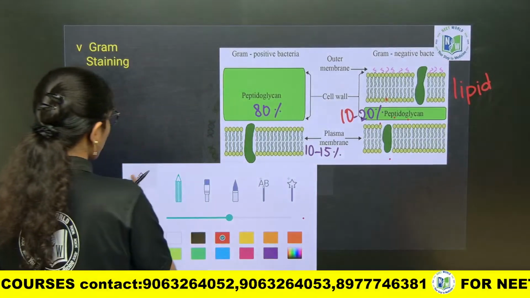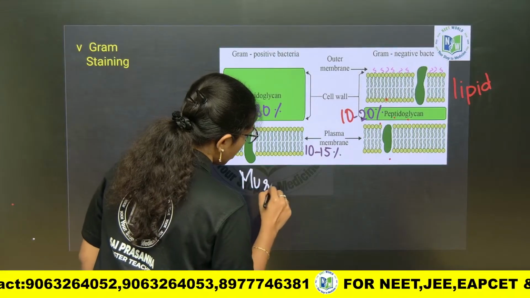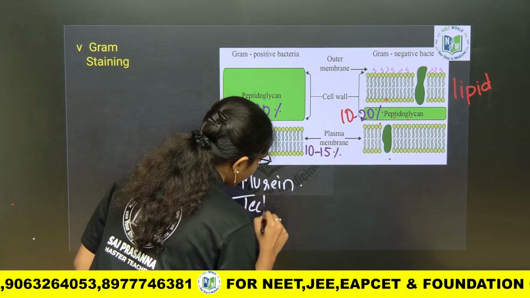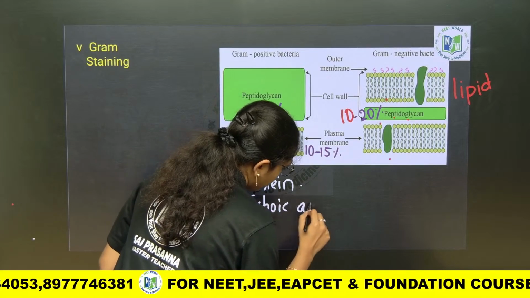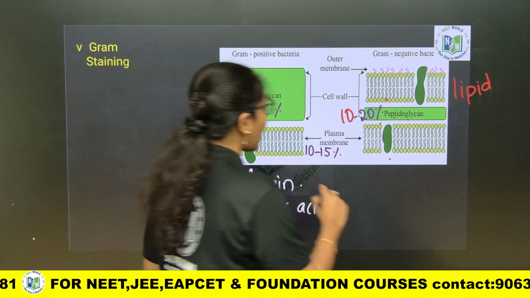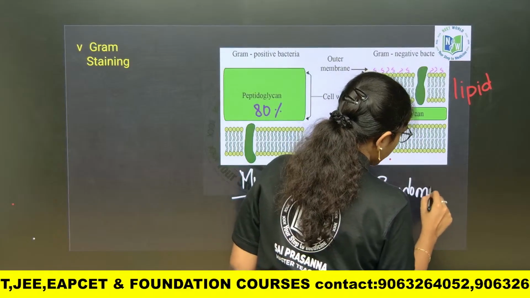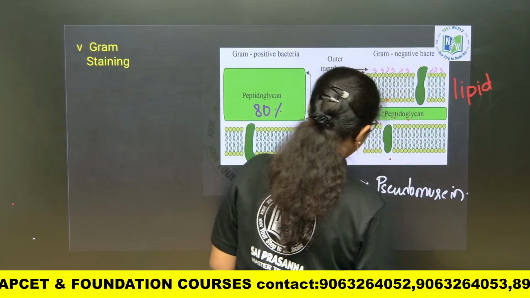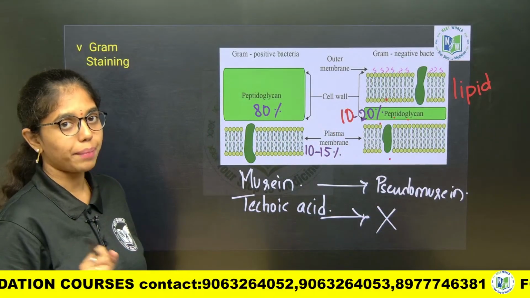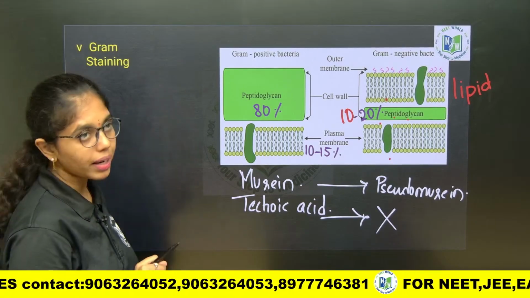The major difference is that gram positive is made up of murein. Gram positive bacteria has murein and teichoic acids, whereas gram negative bacteria doesn't have murein totally, so we call it pseudomurein, and teichoic acids are absent in the cell wall of gram negative bacteria. Based on the composition, they are classified into gram positive and gram negative.